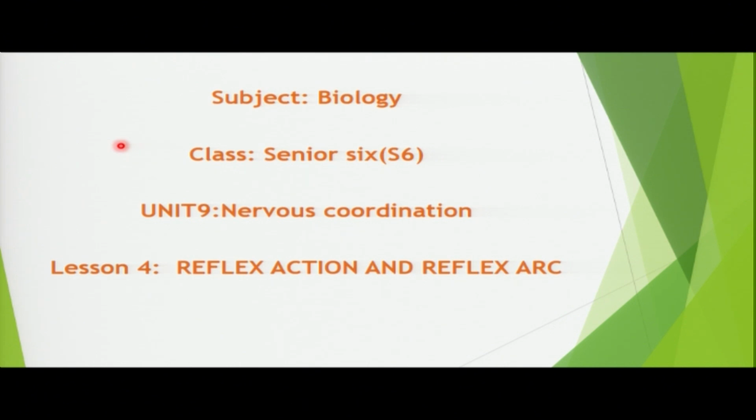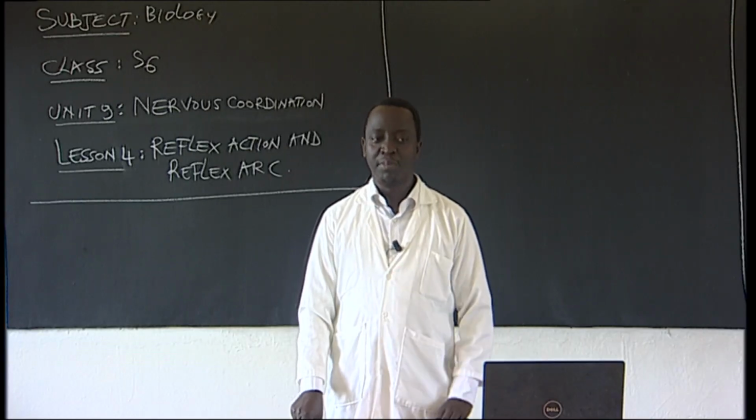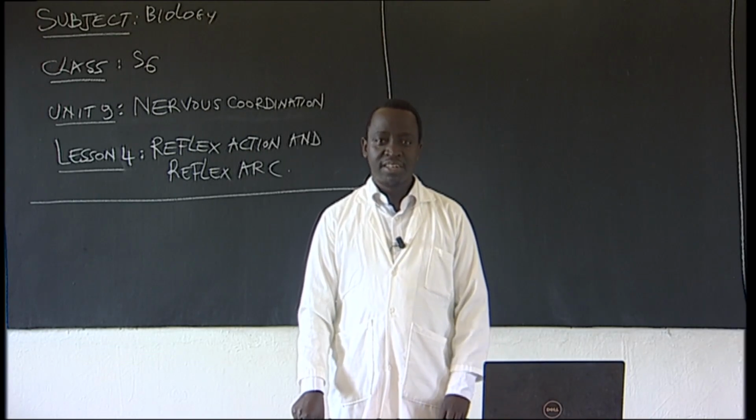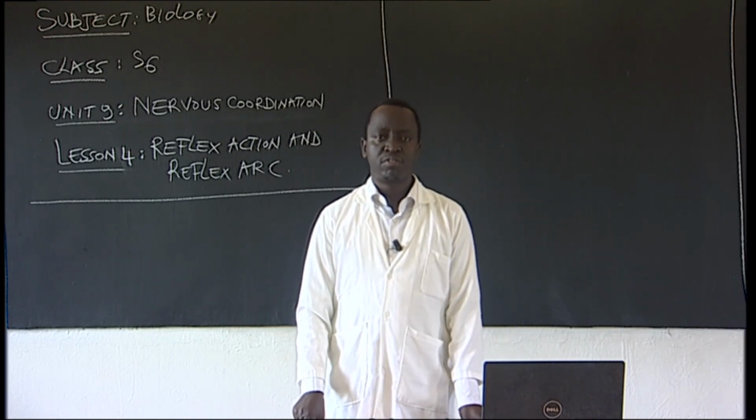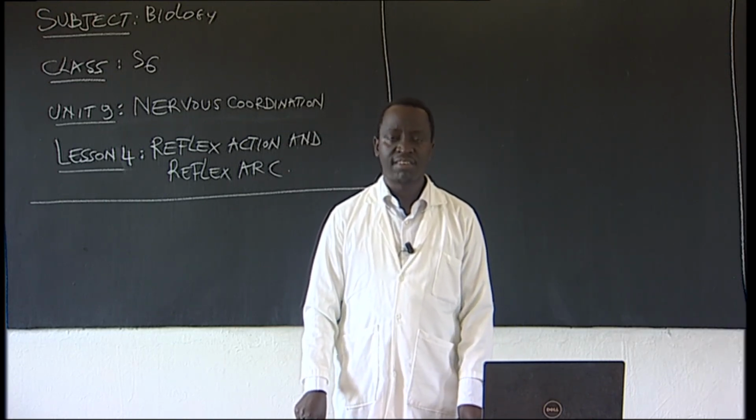We are going to talk about unit number 9, which is nervous coordination. The lesson is lesson number 4, which is reflex action and reflex arc. So you will be able to know about this. What is the objective of the lesson? You will be able to describe the components of the reflex arc.